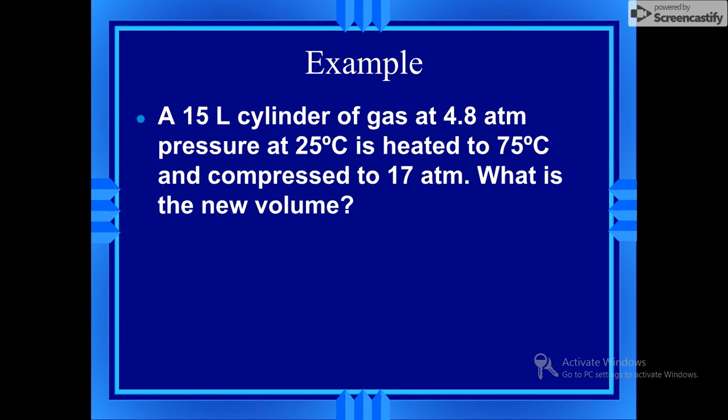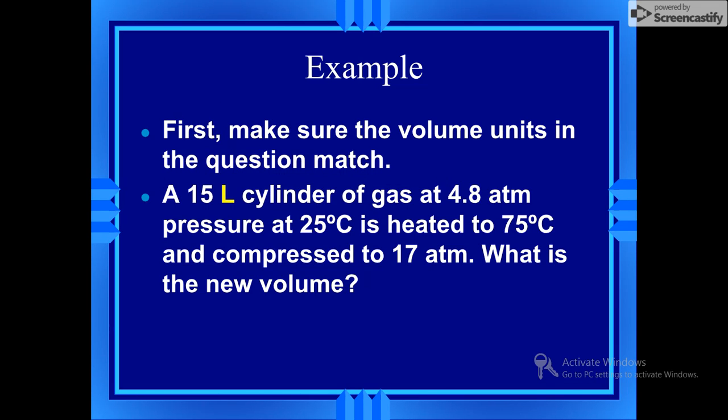Okay, so moving on to examples. We have a 15-liter cylinder of gas at 4.8 atmospheres pressure at 25 degrees Celsius. It is heated to 75 degrees Celsius and it's compressed to 17 atmospheres. So what is our new volume? In this case, we have everything changing, and we are trying to solve for our V2, our final volume.